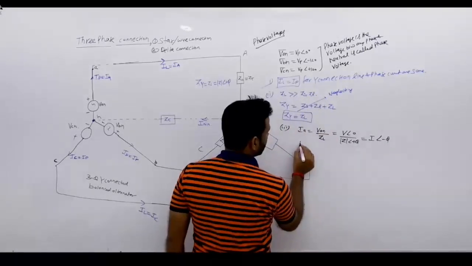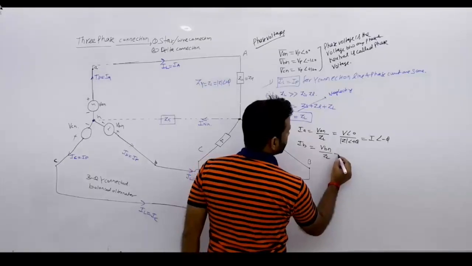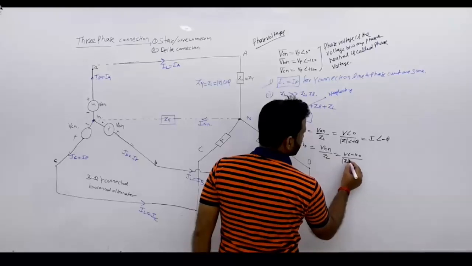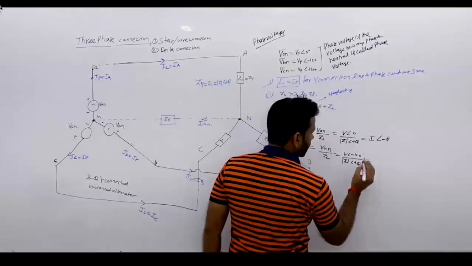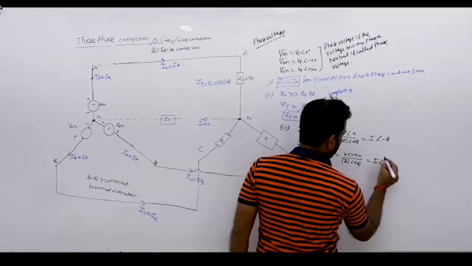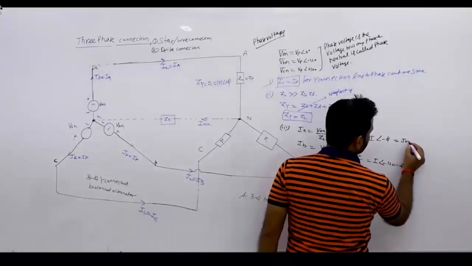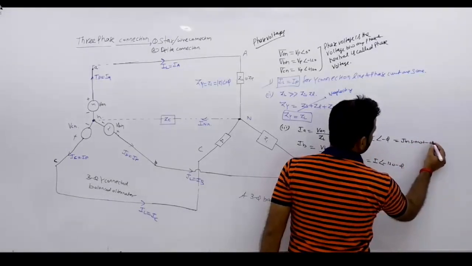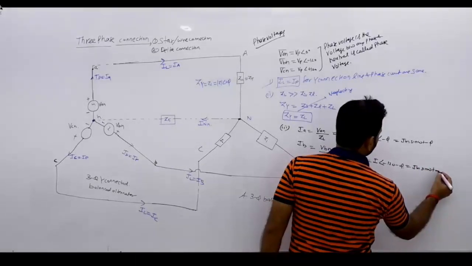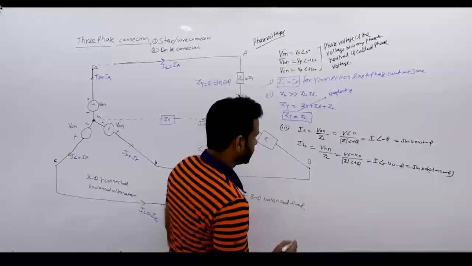Similarly, I can write IB. IB is equal to VBN upon ZL. So it is V angle minus 120 divided by mod Z angle plus phi. So I can write I angle minus 120 minus phi, or we can write Im sin omega t minus phi. Similarly, I can write Im sin omega t minus 120 minus phi. Hopefully, ye baat samajh mein aa rahi hogi. Theek hai.